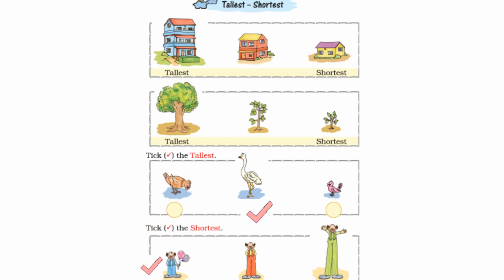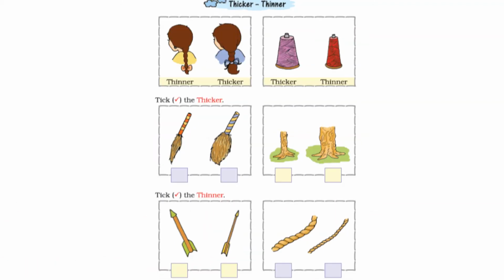Thicker and thinner. When you are using ER, you are comparing two things. Two girls, they have ponytails. One girl has a thinner ponytail, and another girl has a thicker ponytail. Thin means patla, thick means jada. You can see bundles of thread. The left one is thicker, and the right one, that thread bundle, is thinner.